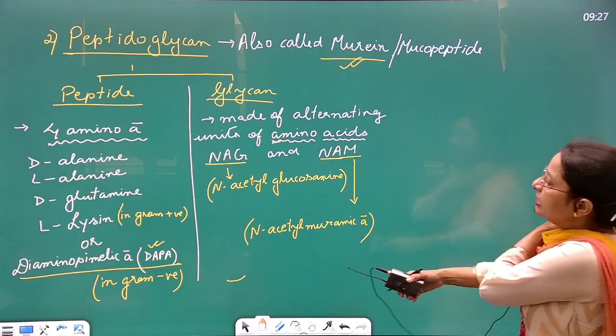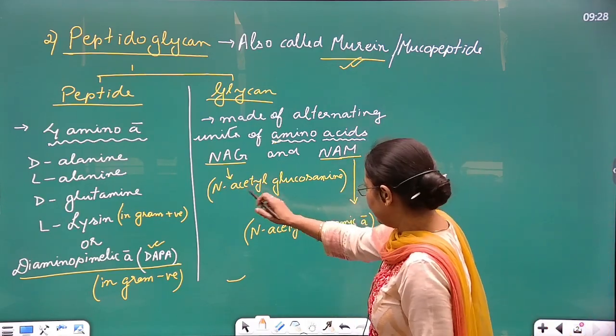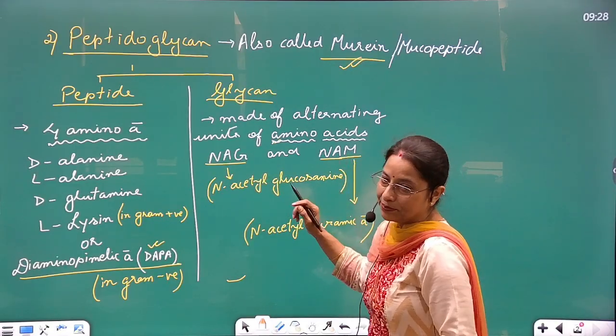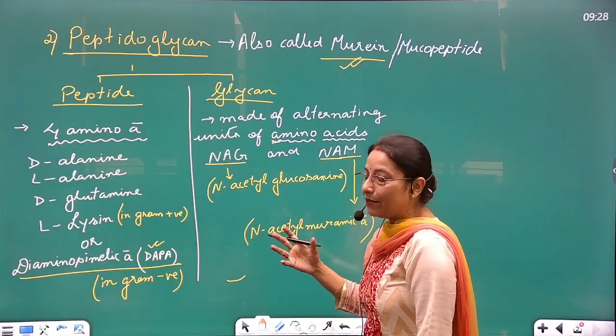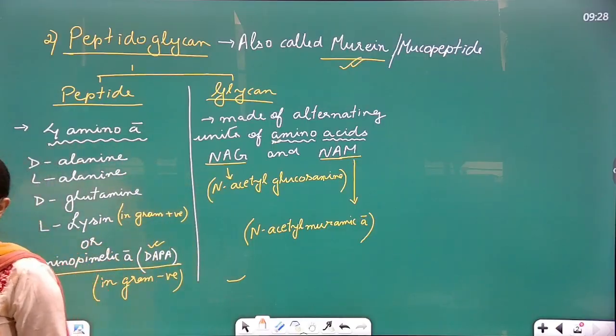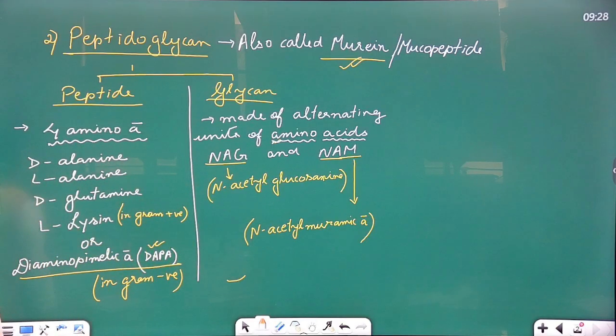Okay, and from this part, the full form is not necessary. You have to remember something called NAG and NAM. Presence of NAG and NAM is a characteristic of the bacterial cell wall, but when we study other forms of Monera, we'll be talking about that again, the differences between bacteria and the other types of Monera, right?